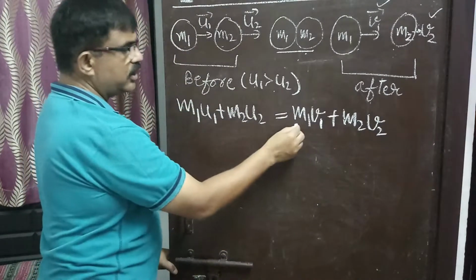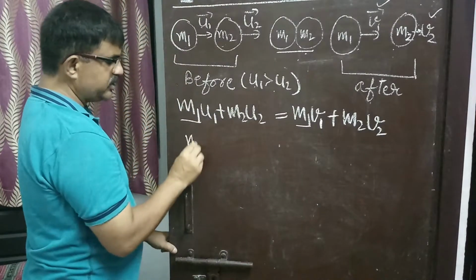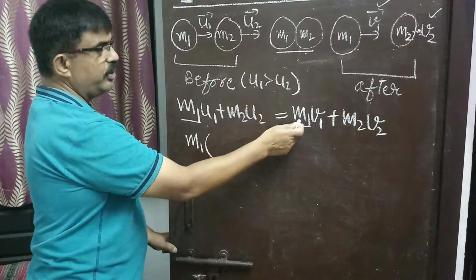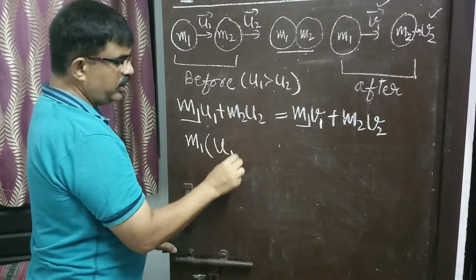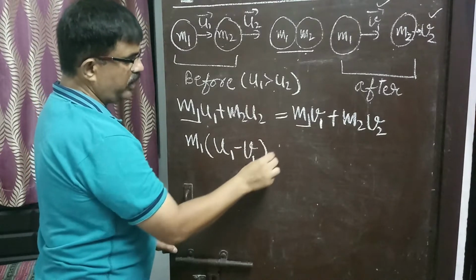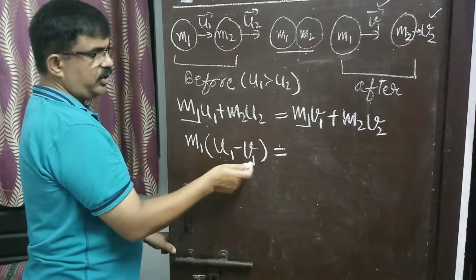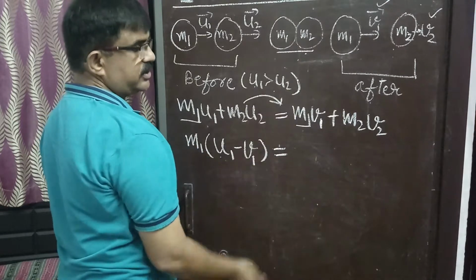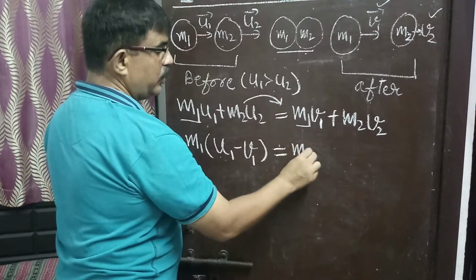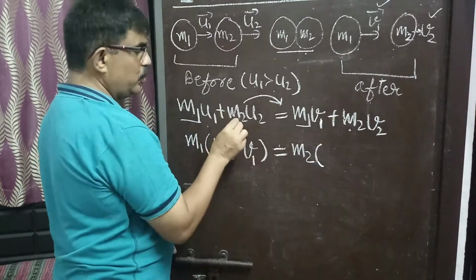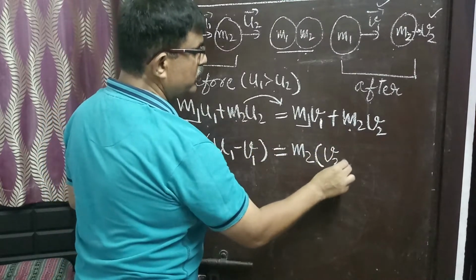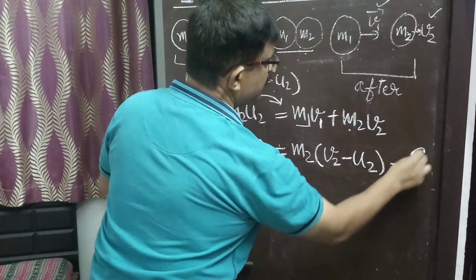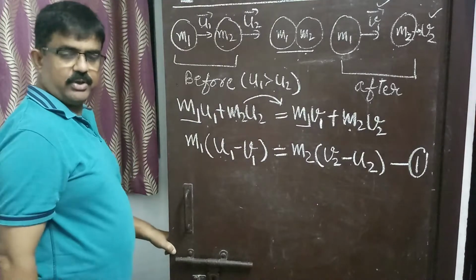Now you bring the terms which have mass m1. When we transpose this term this side, we get m1 u1 minus m1 v1. We take m1 common, so inside the bracket we get u1 minus v1. And this term we bring towards the right hand side. We transpose it, take m2 common and we get v2 minus u2. Say this is equation number 1.